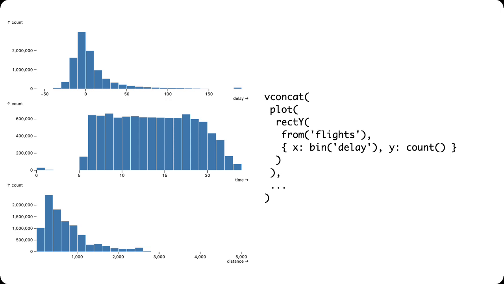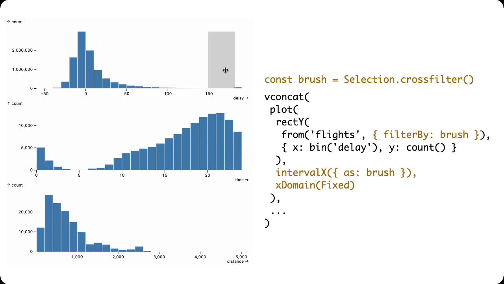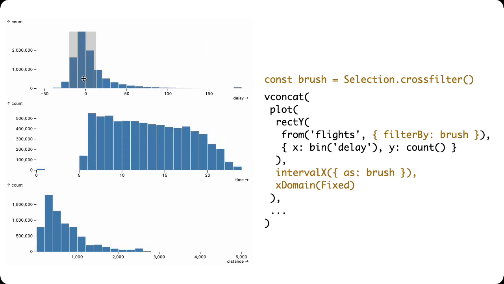Here we visualize 10 million flight records as histograms. We bin along the x-axis and visualize counts per bin on the y-axis. We add a selection with cross-filter resolution and add interval brush interactors. As we select longer arrival delays, we see those flights are more likely to leave later in the day.